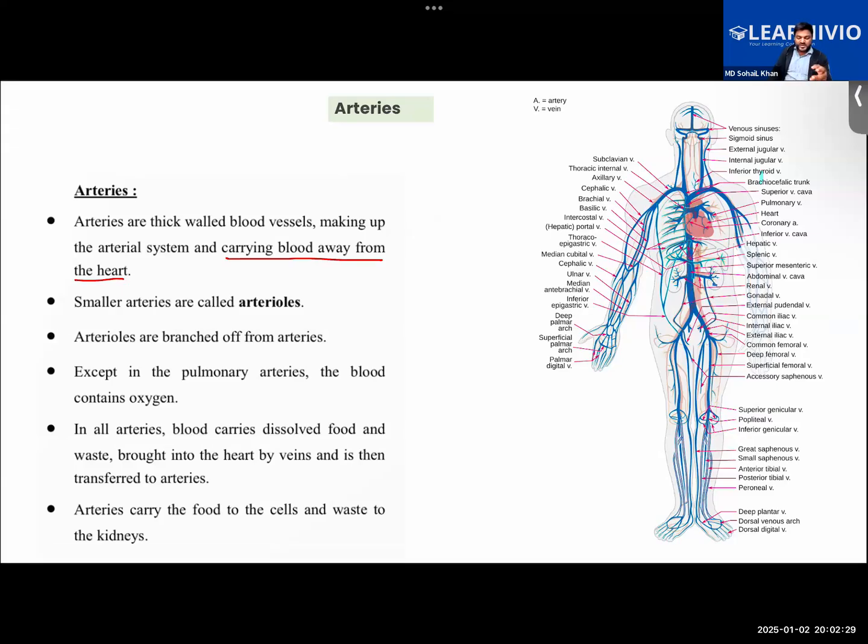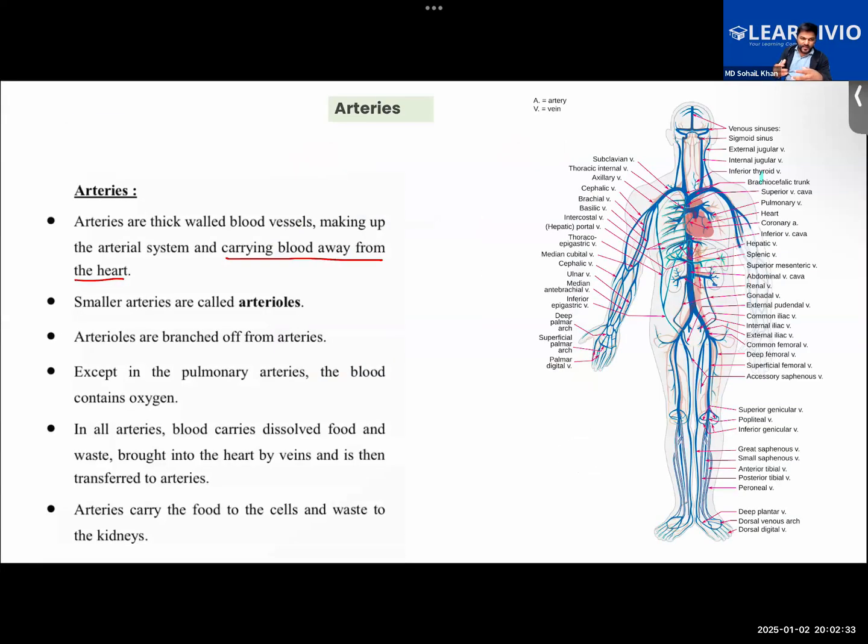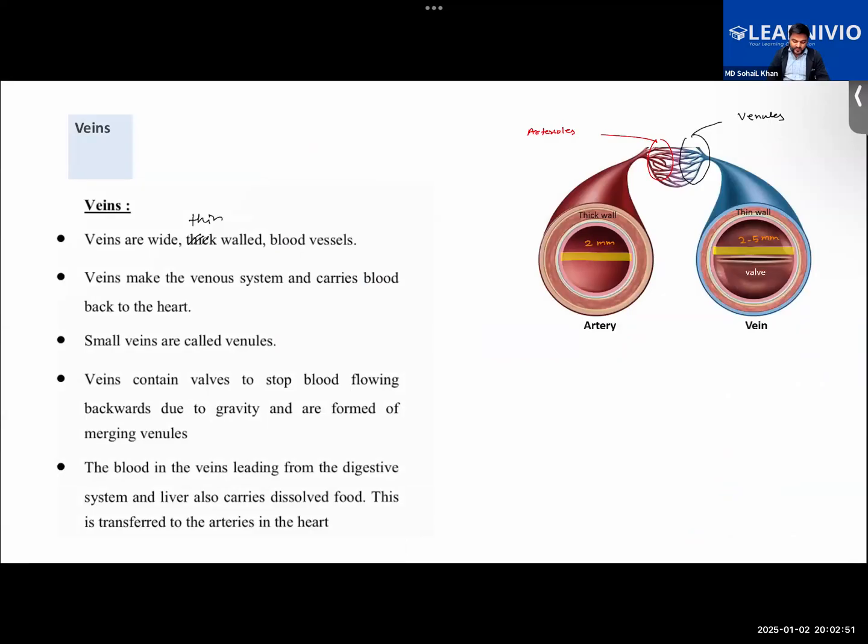Talking about the arteries, arteries are the blood vessels that carry the blood away from the heart, and this blood contains oxygen. So arteries will be carrying the oxygenated blood away from the heart and providing it to different parts of the body. Then when we take a look at the wall of the artery, it has thicker walls. They have thick walls as the blood that flows in the artery has some pressure in it.